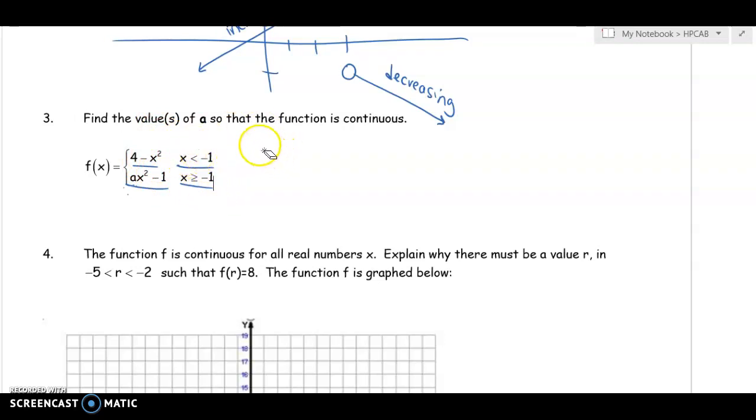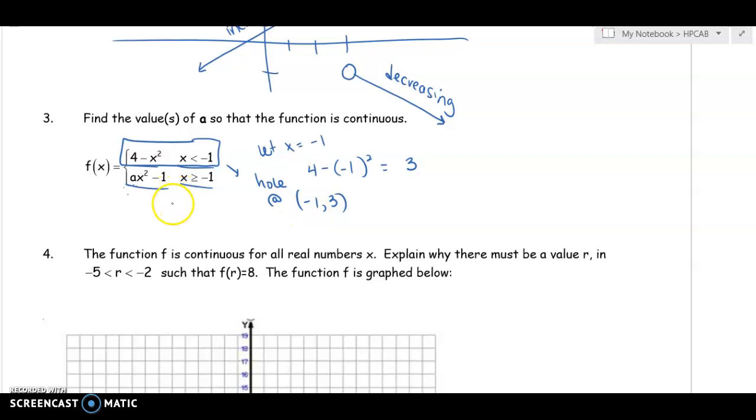So what I'm going to do is let x equal -1 and plug it into the top piece. When I plug it into the top piece, I know that it's technically not equal to it, but this will come in handy in a second. When we do this, we're going to get 4 minus (-1) squared. You're going to get 3. So in this section of the graph, we're going to have a hole at (-1, 3) because it's not equal to it. What we want to do is fill in that hole.